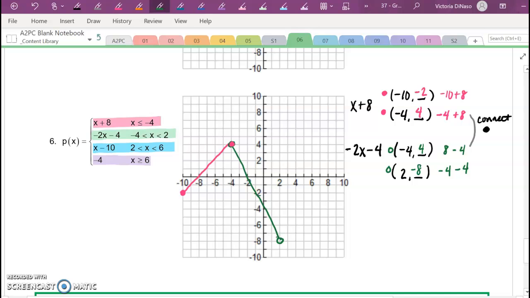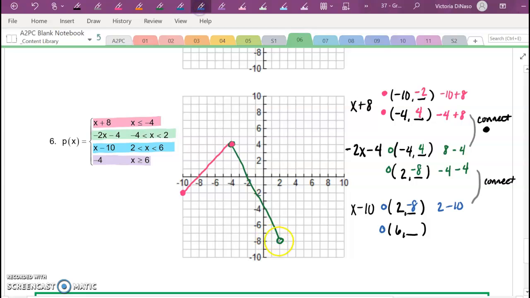Next one, we have x minus 10. So we have 2 comma blank, and then 6 comma blank. At 2, I'm looking at the inequality next to it, open circle, and at 6, I'm looking at the inequality next to it, open circle. So let's go ahead and plug it in. We have 2 minus 10, which is negative 8. So check it out. Right here, we have a connection.